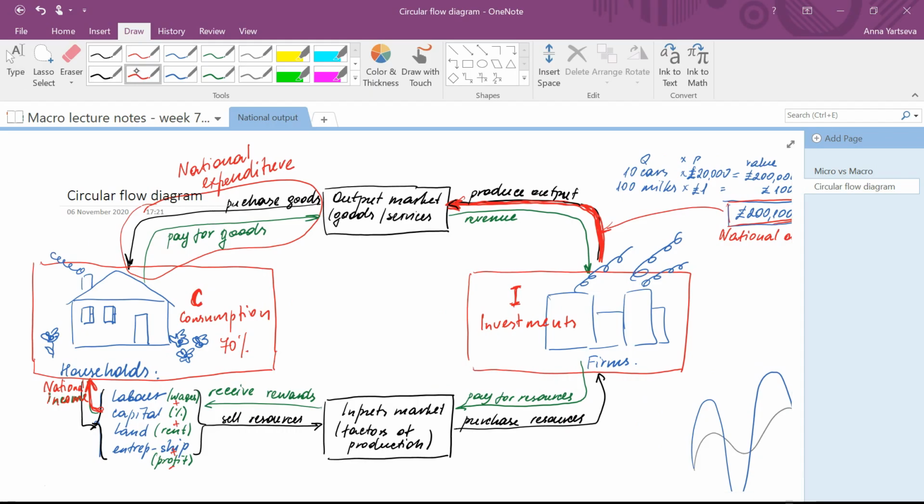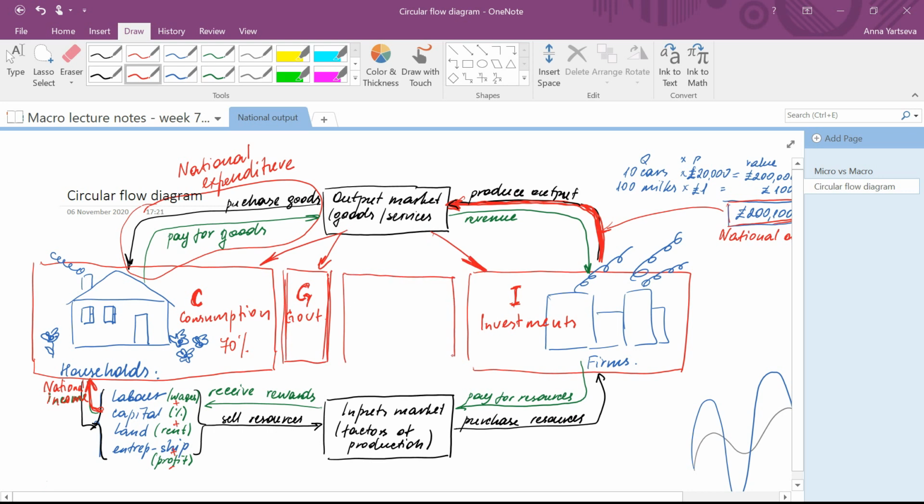But there are some other sectors which buy our products as well. And the first sector will include government expenditure. The third sector, they will buy goods and services. And again, this is not it. There will be another sector which includes the rest of the world. Foreigners. We trade with the rest of the world. We buy some of their products and they purchase some of ours. Some of our output will be supplied abroad to foreigners.